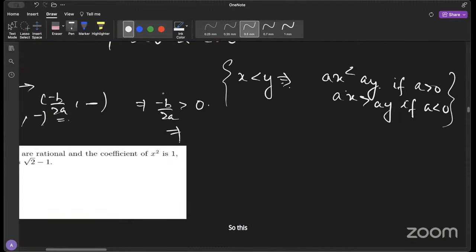This should mean, if you're minus b by, now I'm going to multiply by 2a on both sides of the inequality, right? This is the inequality, and 2a is positive. And how did we get to the conclusion that minus b by 2a is greater than 0?